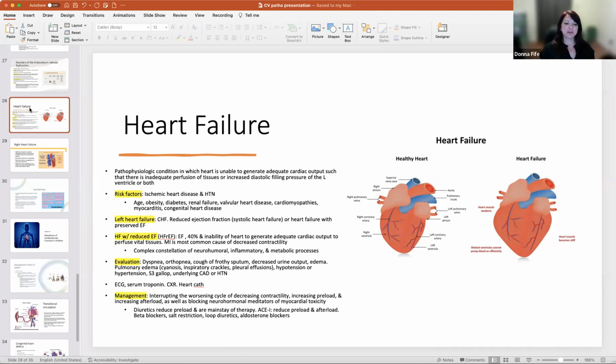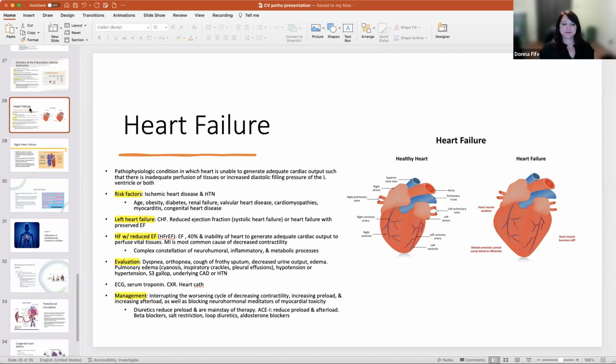Evaluation, we're going to look for dyspnea, orthopnea, cough of frothy sputum. The patient may have decreased urine output, edema, pulmonary edema. There can be cyanosis, inspiratory crackles, pleural effusions. Patient may have hypotension or hypertension, an S3 gallop, and underlying coronary artery disease and hypertension need to be evaluated for. EKG, serum troponin, chest X-ray, and a heart cath may all need to be done as diagnostics.